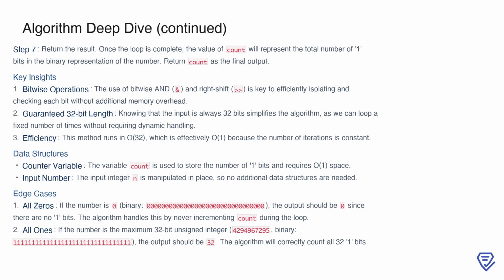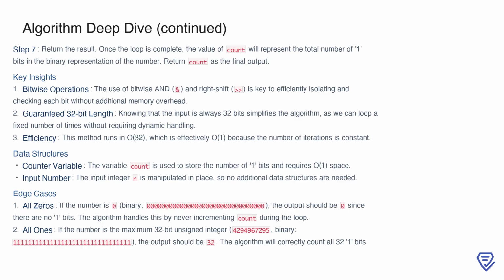Second, the fact that the input is guaranteed to be a 32-bit unsigned integer simplifies the implementation. Since we know the length of the binary representation is fixed, we can use a loop that runs exactly 32 times without needing to handle variable length input. This also makes the algorithm highly predictable in terms of execution. Lastly, the efficiency of this method is worth noting. The algorithm runs in constant time, O(32), which simplifies to O(1), because the number of iterations is fixed. It also requires only O(1) space, as we use a single counter variable and manipulate the input number in place.